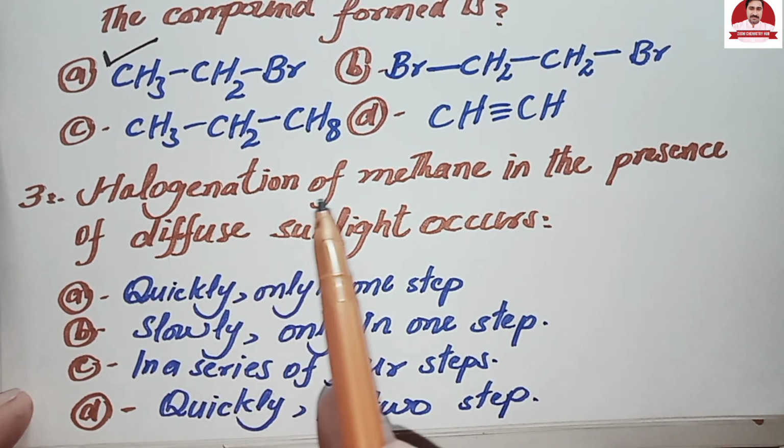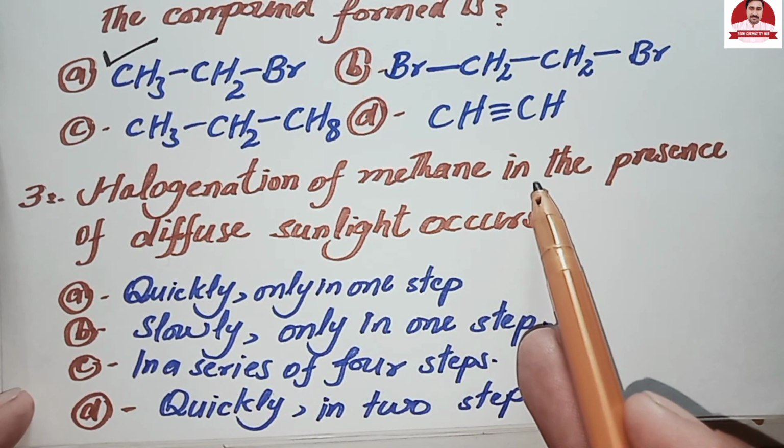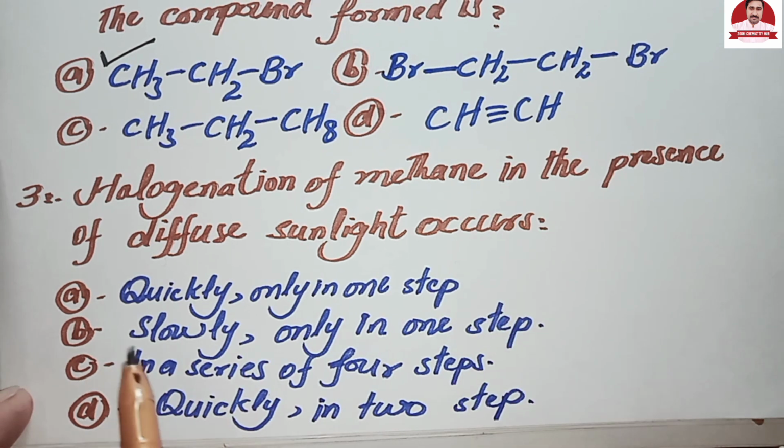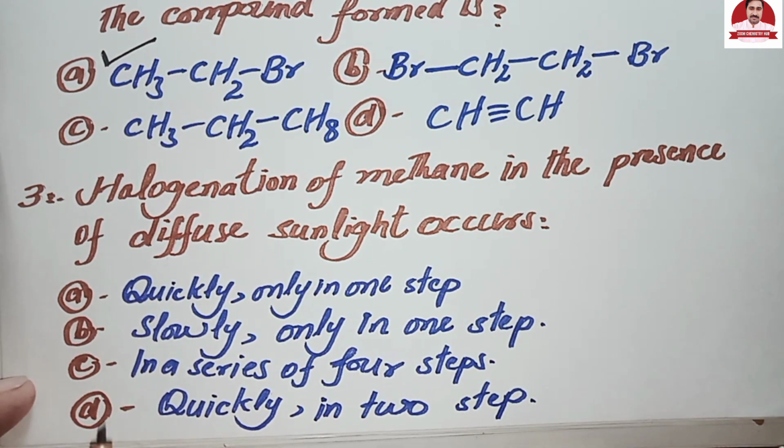Halogenation of methane in the presence of diffuse sunlight occurs. Option A, quickly, only in one step. Option B, slowly, only in one step. Option C, in a series of 4 steps. And option D is quickly in 2 steps.